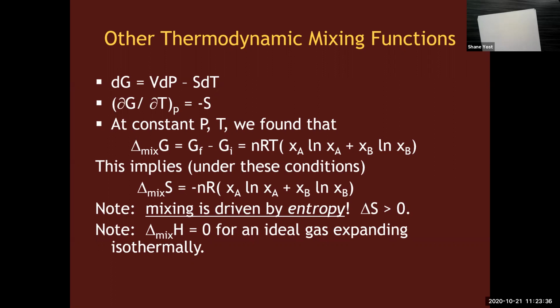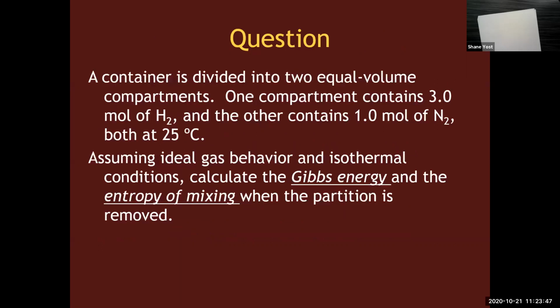So, questions about the thermodynamics of mixing of two ideal gases. I have a container divided into two equal volume compartments. One compartment contains 3 moles of H2, and the other contains 1 mole of N2. They're both at 25 degrees Celsius. We're going to assume ideal gas behavior and isothermal conditions. We want to know what is the Gibbs free energy and entropy of mixing when the partition is removed.